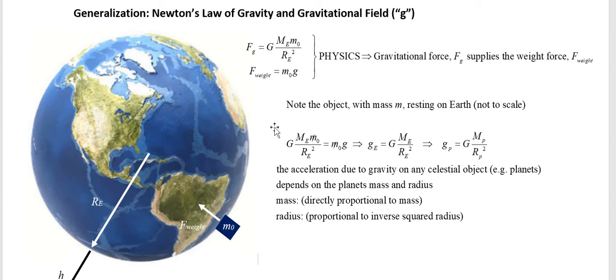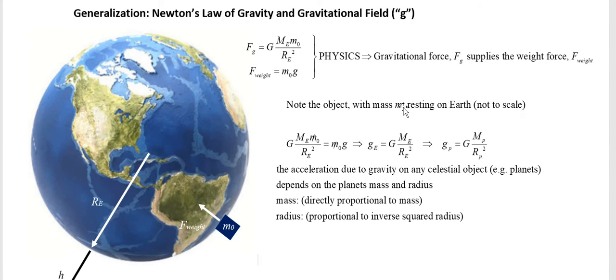Now we should know that that force, the weight force, is actually supplied by the gravitational force. This equation here, big G times the product of the mass of the Earth and the mass of the object over the radius of the Earth squared, because the object is sitting on the surface of the Earth. So the radius here is the radius of the Earth. Now, what's the physics? We see that the weight force is supplied by the gravitational force.